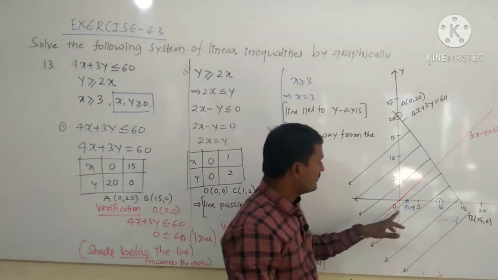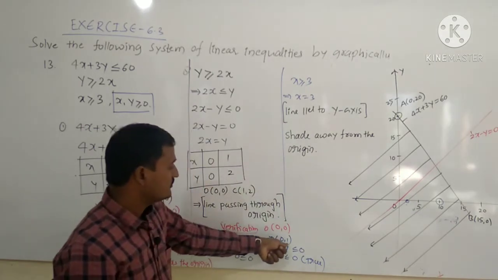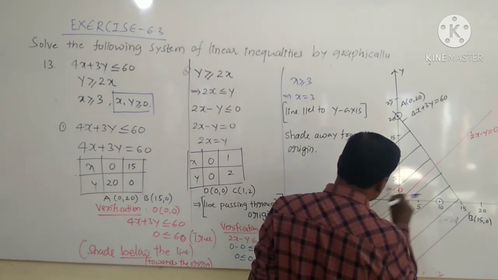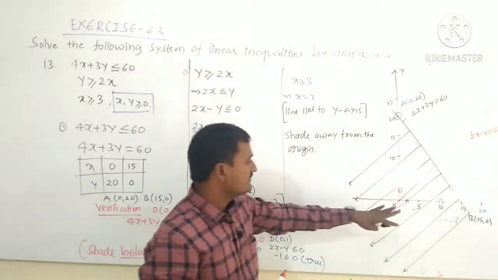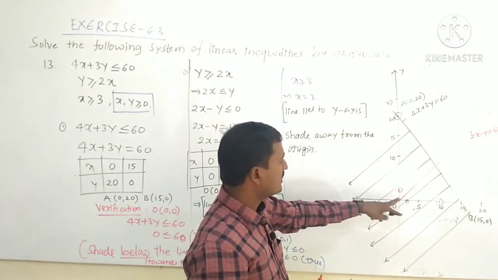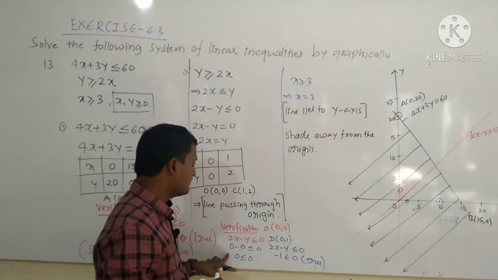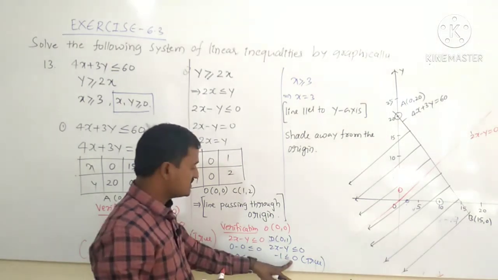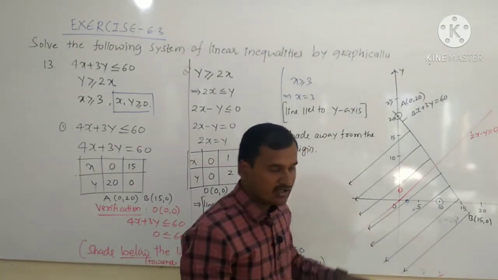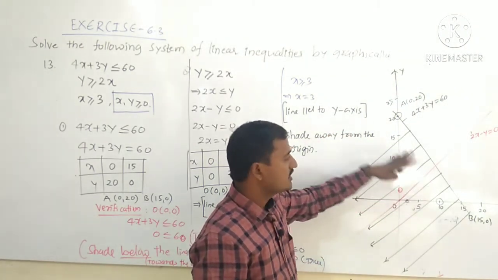So here it is 0, 1. Where does it lie? x equal to 0, y equal to 1, so clearly the point lies here. This is the point, and that point lies above this line. If you substitute the point 0, 1 in this inequality, you are getting minus 1 is less than or equal to 0, which is true, meaning the point above this line satisfies the inequality. So hence we have to shade above the line.